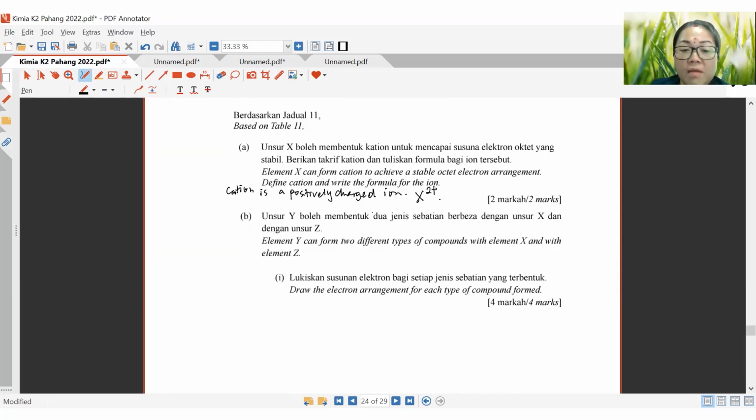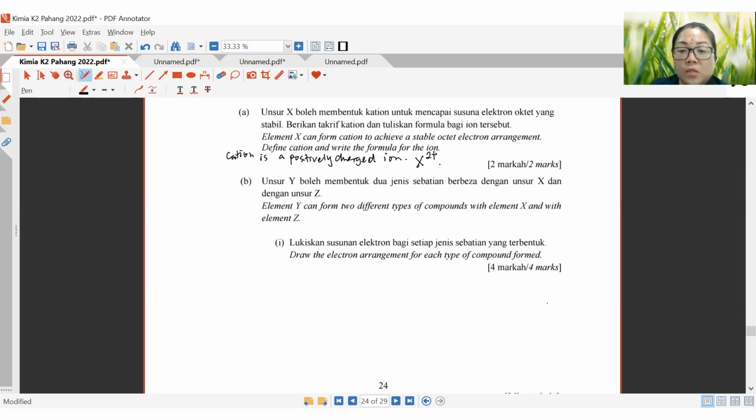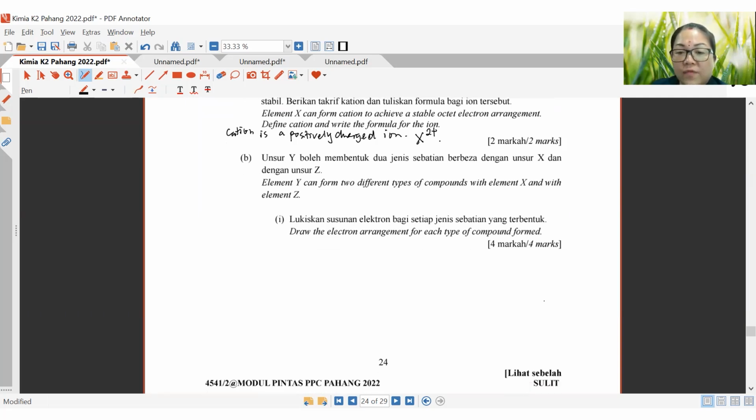Let's look at B. Element Y can form 2 different types of compounds with element X and element Z. 1. Draw the electron arrangement for each type of compound formed. Okay, so we've got Y can form with X and also Z. Now, this type of question, if they ask you to draw the electron arrangement, you must draw the proper one, not using the Lewis structure. I don't advise you to use Lewis structure, unless it's stated in the instruction to use Lewis structure, then you can do so. Otherwise, do not do that.